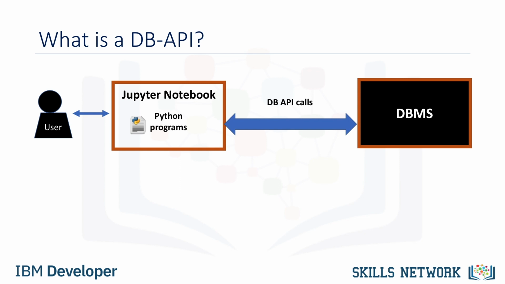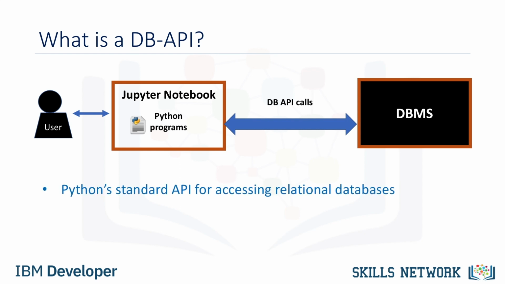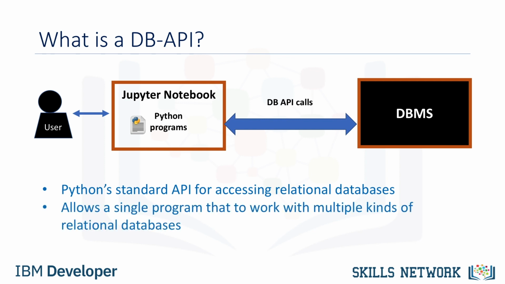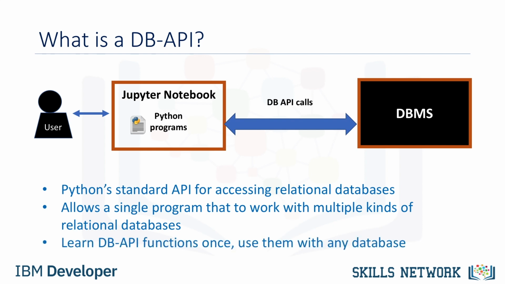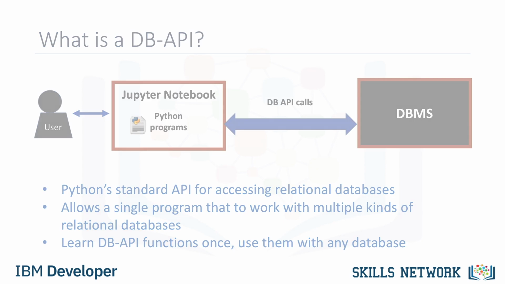The Python code connects to the database using DB API calls. DB API is Python's standard API for accessing relational databases. It is a standard that allows you to write a single program that works with multiple kinds of relational databases, instead of writing a separate program for each one. So, if you learn the DB API functions, then you can apply that knowledge to use any database with Python.